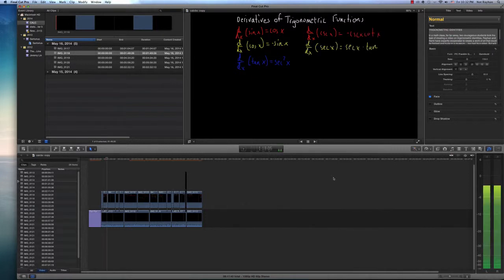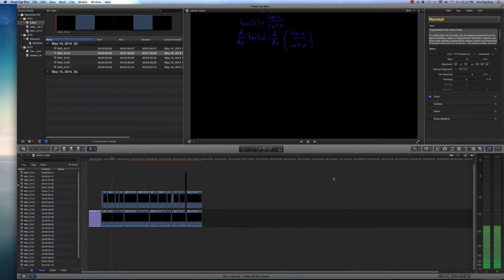of derivatives. We're going to prove that the derivative of tangent of x equals secant squared of x. So we know that tangent of x equals sine of x over cosine x. So when we take the derivative of both sides, we get derivative of tangent of x equals the derivative of sine of x over cosine x. So that means that the derivative of tangent of x equals cosine of x times the derivative of sine of x minus sine of x times the derivative of cosine of x all over cosine of x squared. This is using the quotient rule.